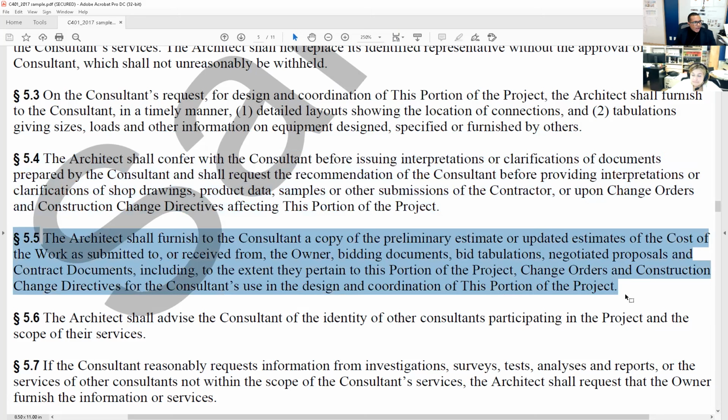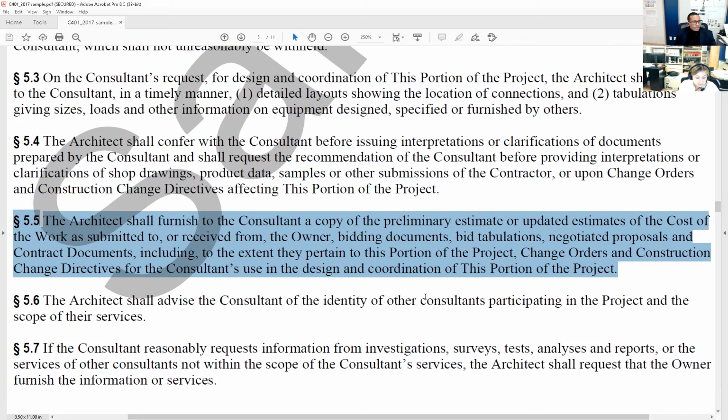So then we go to section 5.5. The architect shall furnish to the consultant a copy of the preliminary estimate or updated estimates of the cost of the work as submitted to or received from the owner, bidding documents, bid tabulations, negotiated proposals, and contract documents, including, to the extent they pertain to this portion of the project, change orders and construction change directives for the consultant's use in the design and coordination of this portion of the project. Exactly what it says, guys.